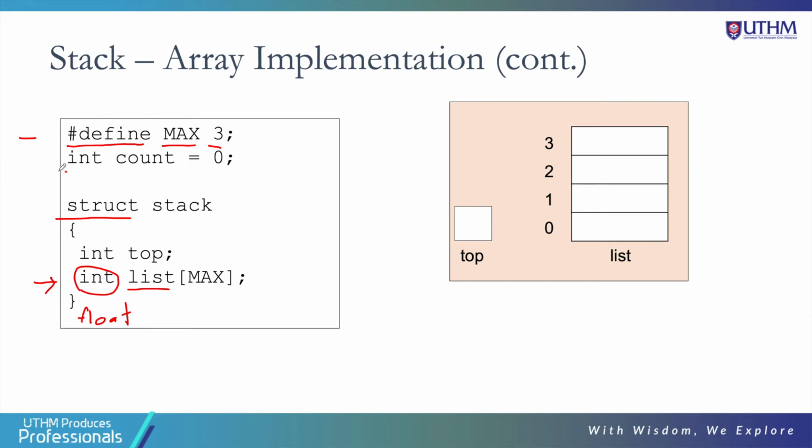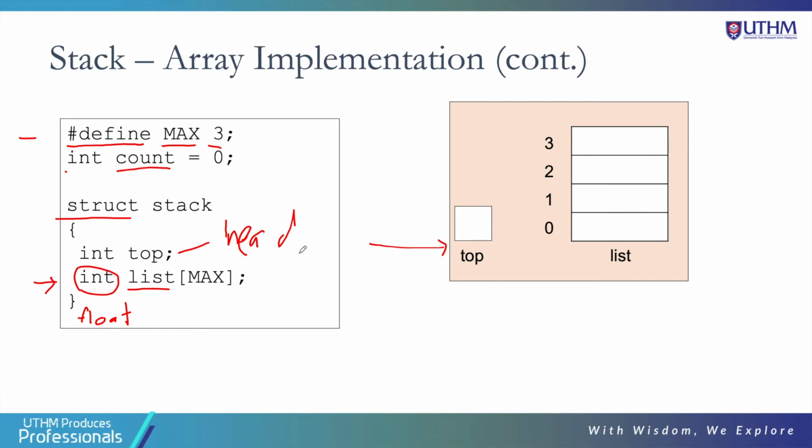And then I create another variable, int count. Later on I will explain what this count is for. Then I create a struct named stack, and there are two elements here: int top. Top is similar to head, the one that will be traveling from one index to another index. This is the top.